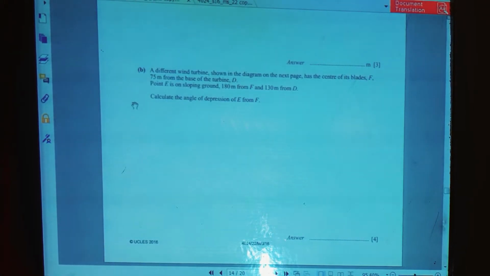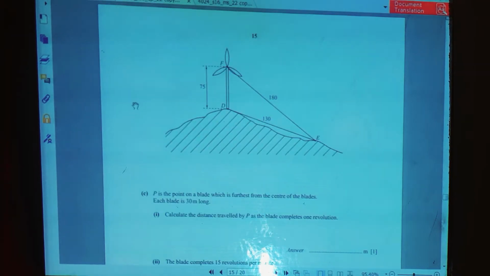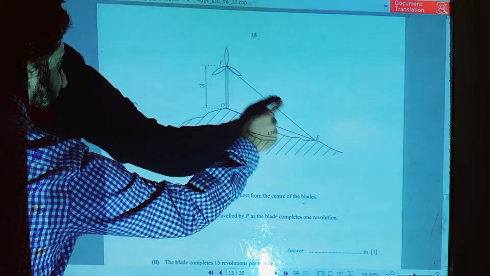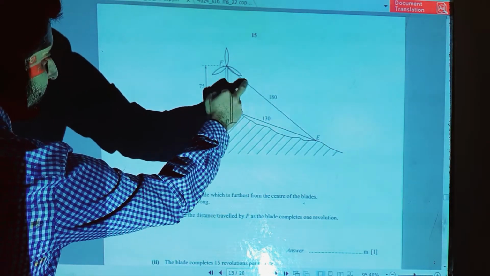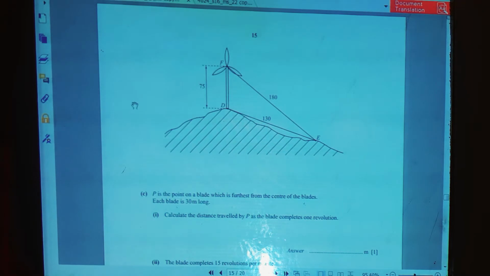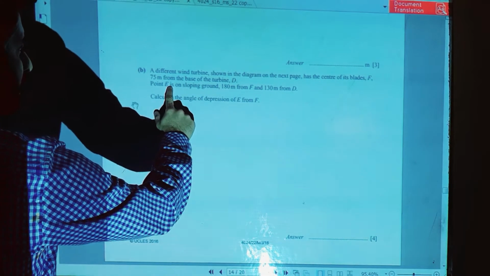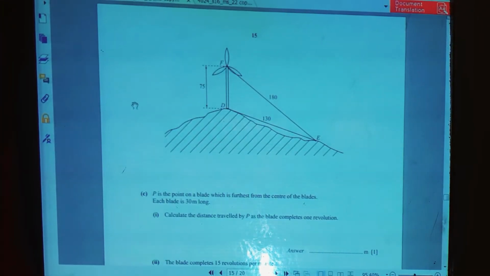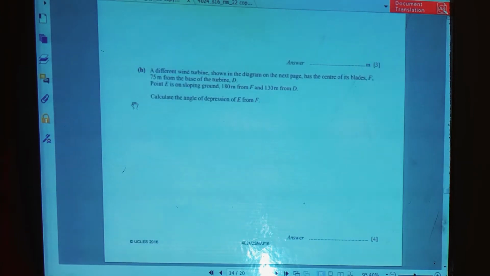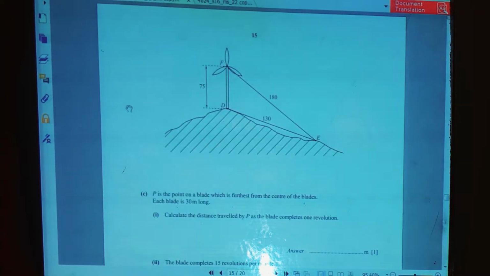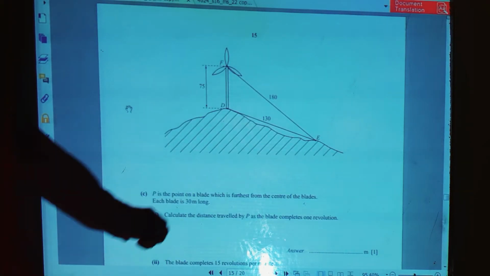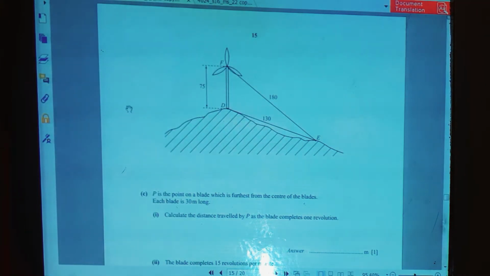Well, point E is on sloping ground 180 meter from F, and the distance of E from D, E is 130 meter from D, and you can see that in diagram. We have to calculate angle of depression of E from F. So angle of depression of E from F is to be calculated.